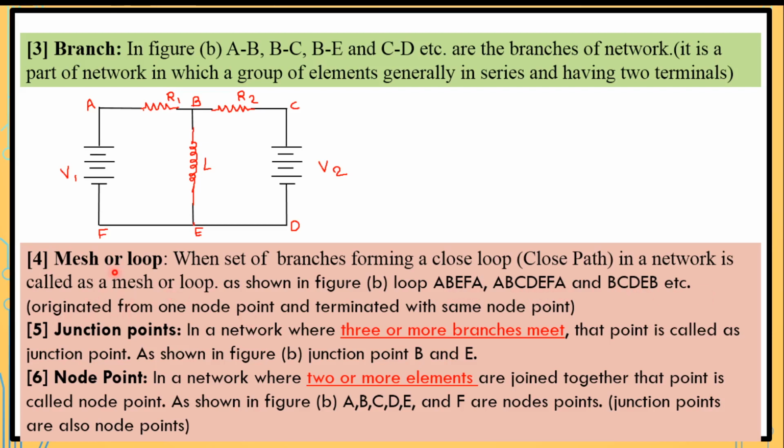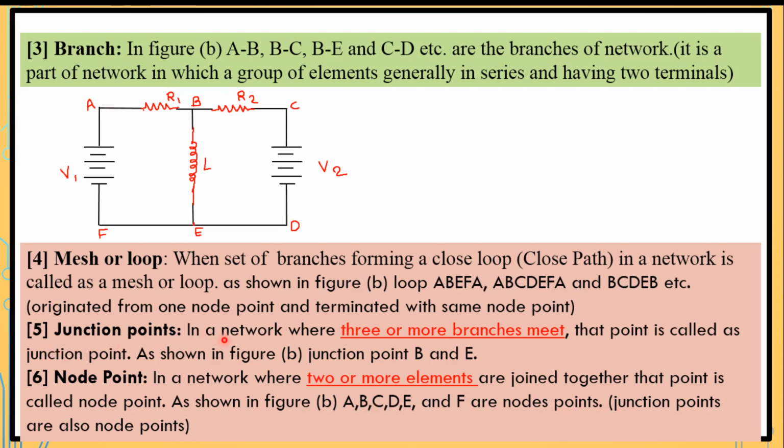Each loop originates from one node point and again comes back to the same node point. Here also it originates from one node point and comes to the same node point. So they originate from one node point and terminate at the same node point. The node points are A, B, C, D, E, F.